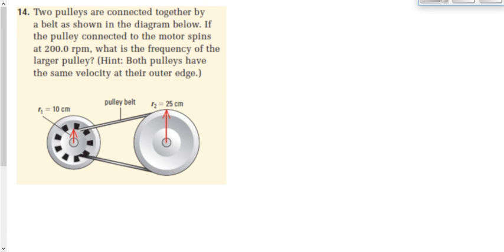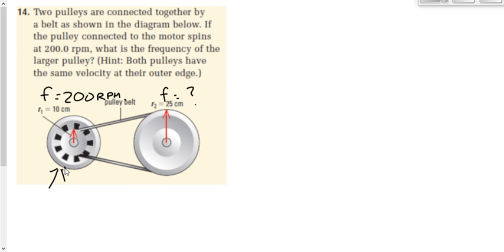Next question we want to go over is number 14. Here's a good one. Two pulleys are connected together by a belt as shown in the diagram below. The pulley connected to the motor spins at 200 RPMs. What's the frequency of the larger pulley? So this is the one that's connected to the motor, and it's spinning at a frequency of 200 RPMs. What's the frequency of the larger one? What's the frequency of this one right here?